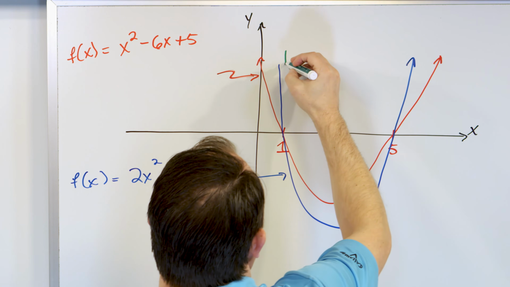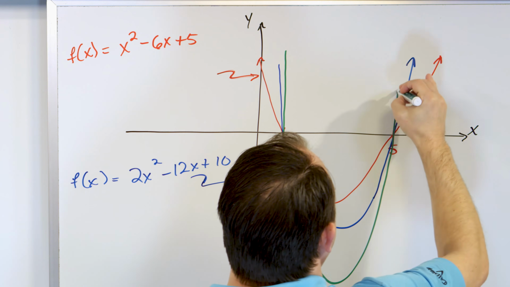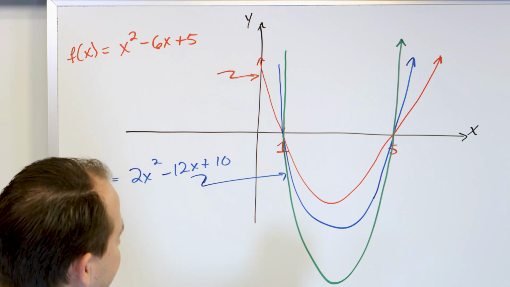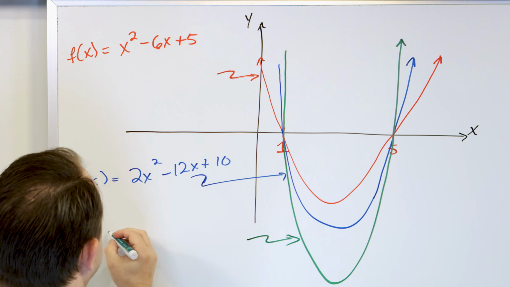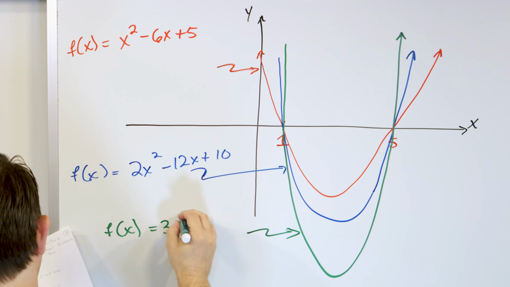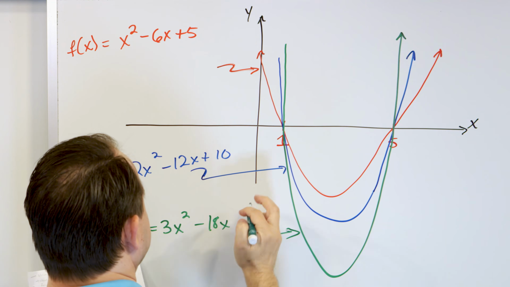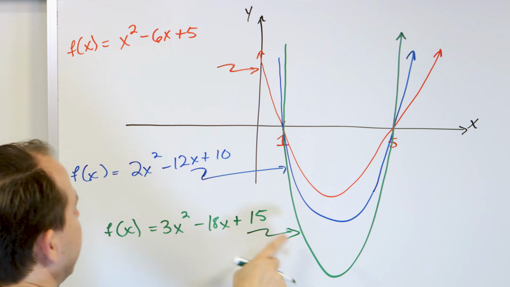Of course I can't draw it exactly, but it's going to go through and have the exact same roots and come up something like this. The shape of it is not right, but you get the idea. So f of x for the third one is 3x squared minus 18x plus 15. So green goes with green.